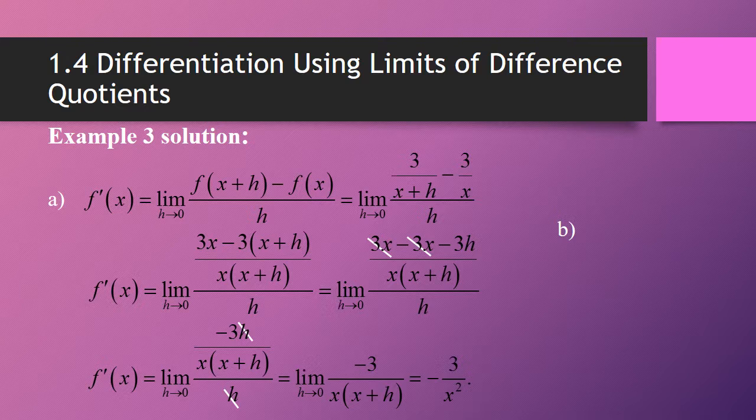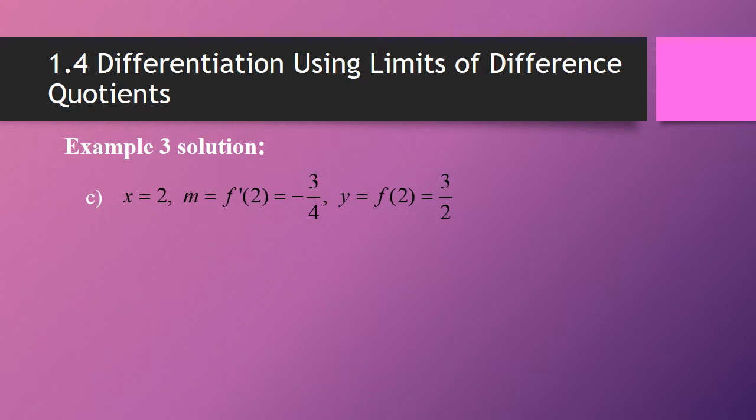And the 3x's will cancel out, leaving us with -3h on top. And on the bottom we got x times x plus h. The h's from the very top and the very bottom will actually cancel, which makes us have -3 over x times x plus h, and then taking h to 0, we get -3 over x squared. For part B, we're going to put in 2 for x, and that gives us -3/4.